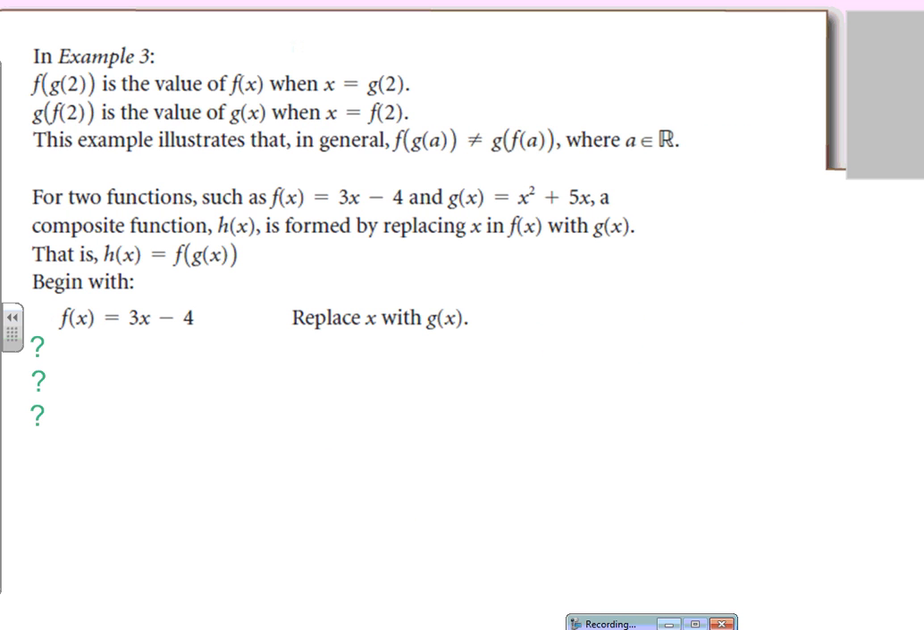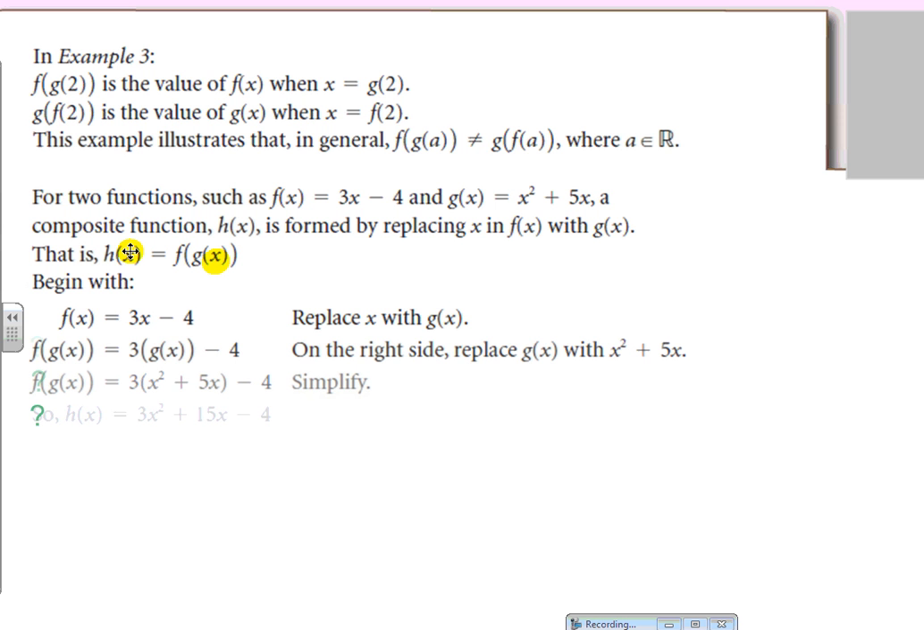Now, we don't always need numbers to be able to work through with this. We can use x all the way through, and we can come up with a new equation. So instead of looking at just numbers and points, we're going to look at whole equations. And we're going to do it the same way. Start with the inside and substitute the inside into the outside equation.